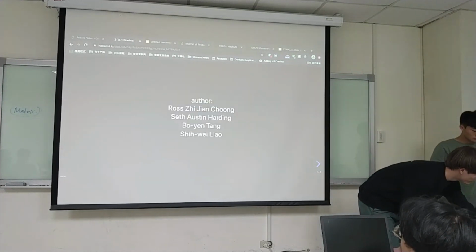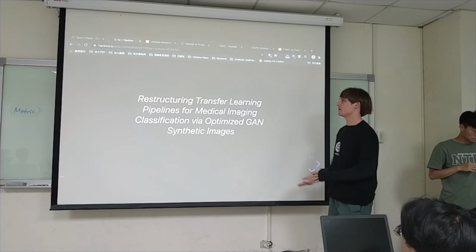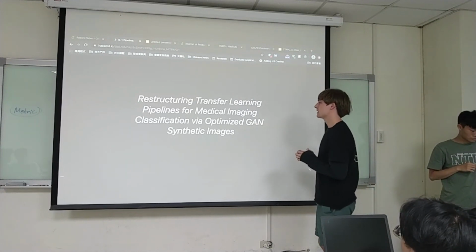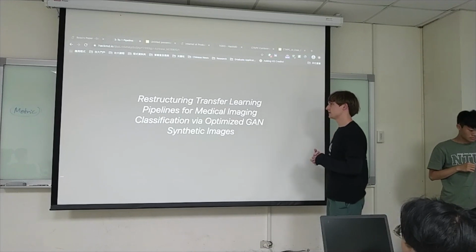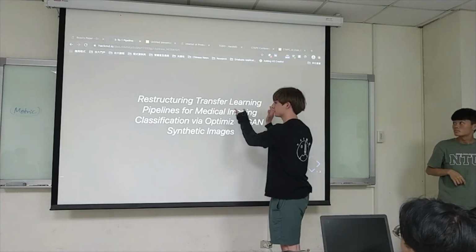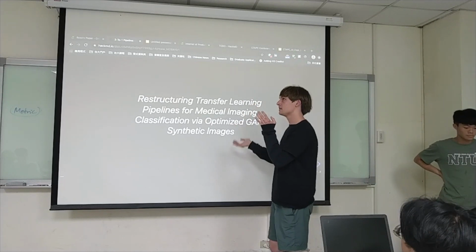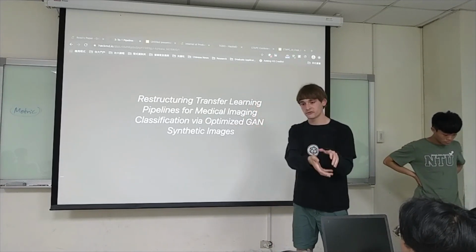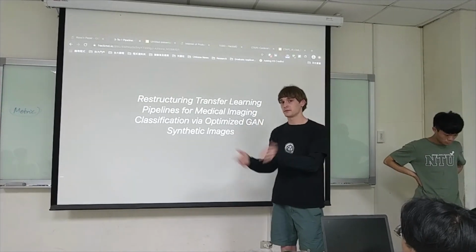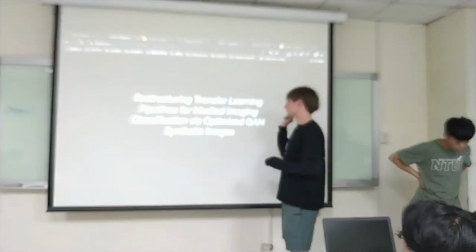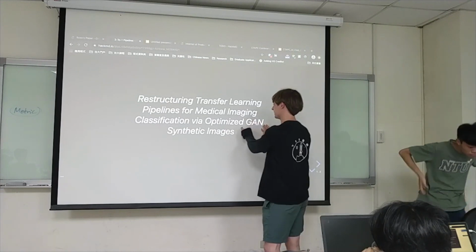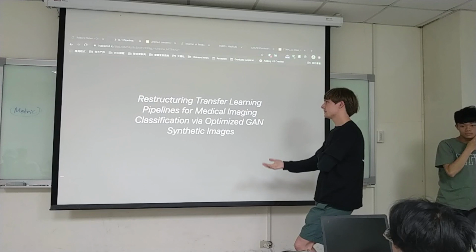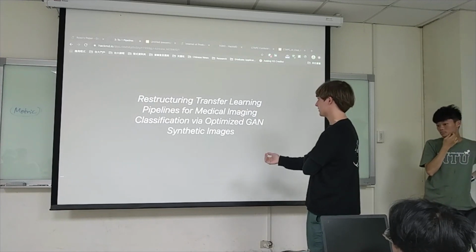Anyways. The actual paper that we made is called Restructuring Transfer Learning Pipelines for Medical Imaging Classification via Optimized GAN Synthetic Images. We're going to take transfer learning, which is used for the medical domain, because transfer learning's concept in AI is essentially you take knowledge from one domain, you apply it onto another domain. It's pretty simple. And we're going to use GAN synthetic images, which is generated because if you look at medical data set sizes, they're very small.